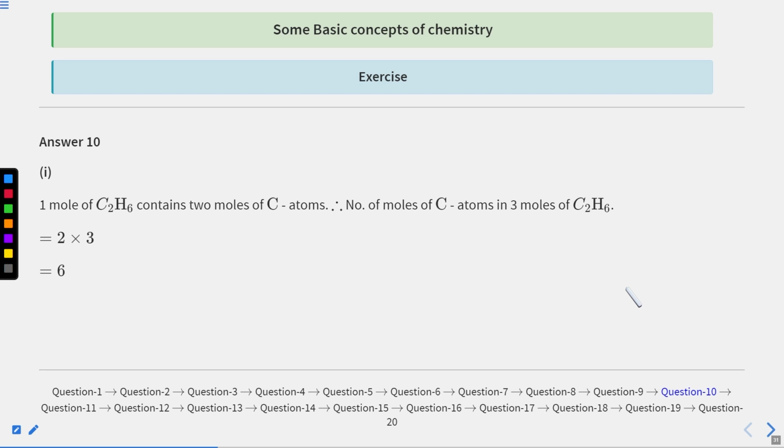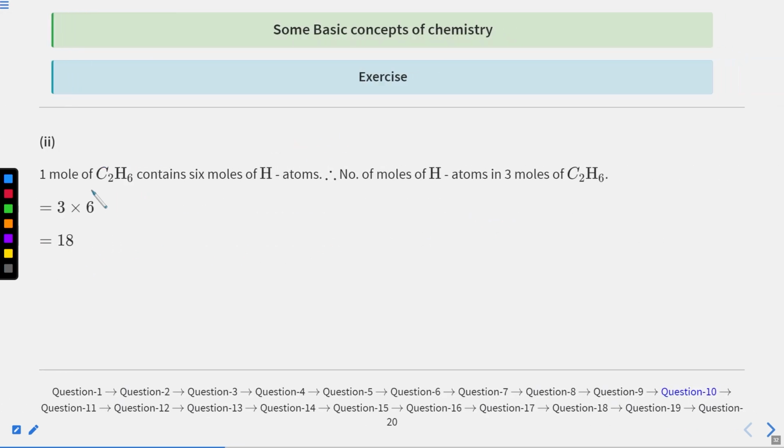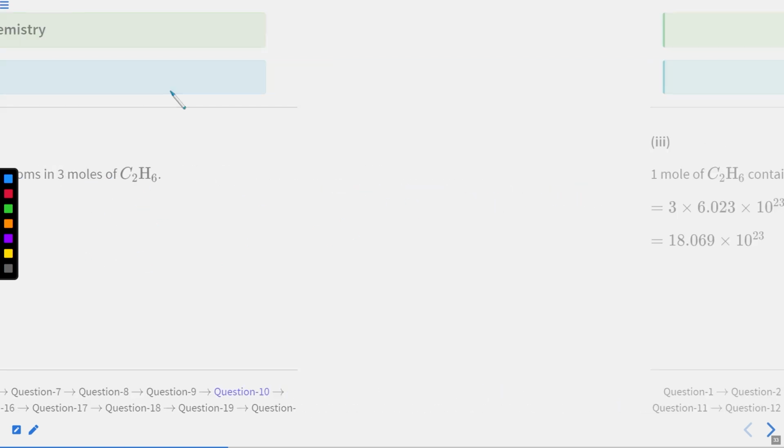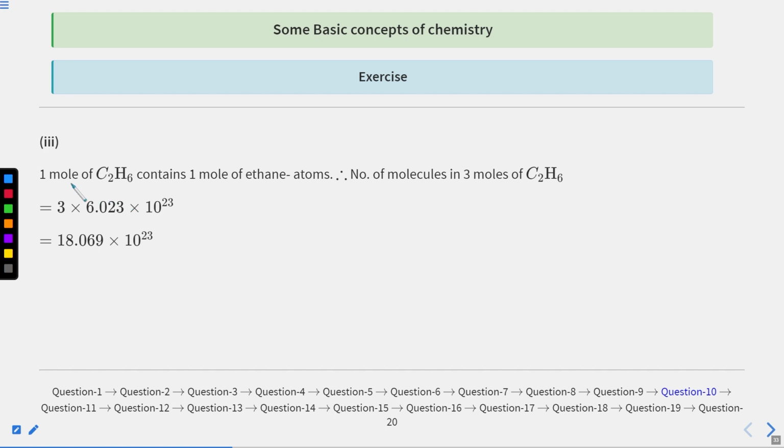Now next, this is the solution: 1 mole of C2H6 contains 2 moles of carbon atom. Therefore, number of moles is 3 into 2, that is 6. Again, 1 mole of C2H6 contains 6 moles of hydrogen atom. So 3 moles of ethane will contain 3 into 6, 18. Again, 1 mole of C2H6 contains 1 mole of ethane molecules. Therefore, 3 moles of C2H6 will contain 3 into 6.022 into 10 to the power 23 molecules of ethane.